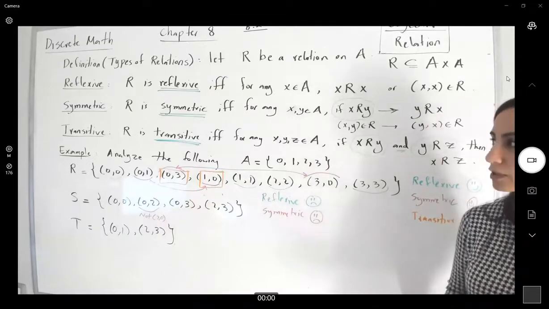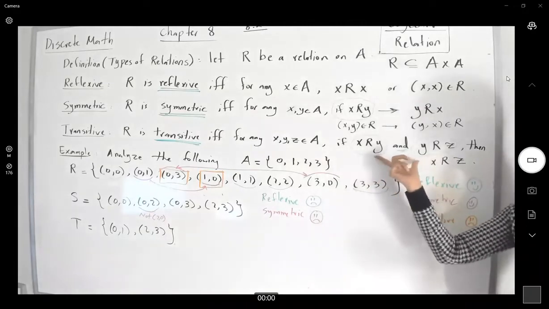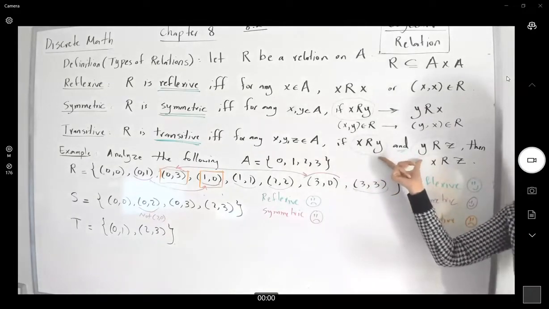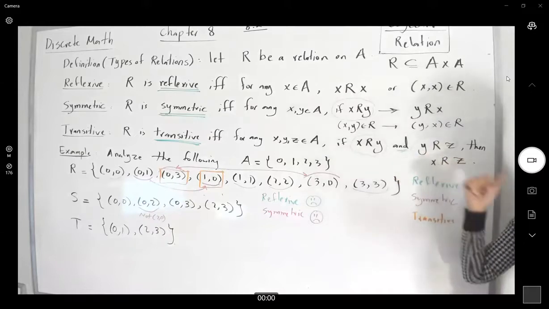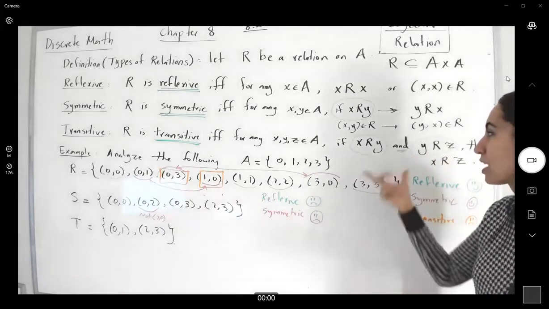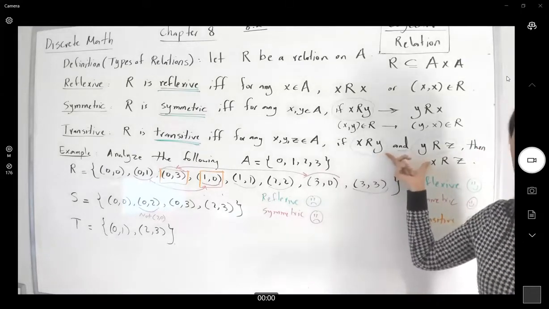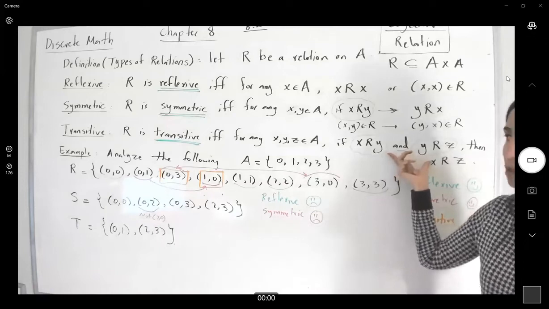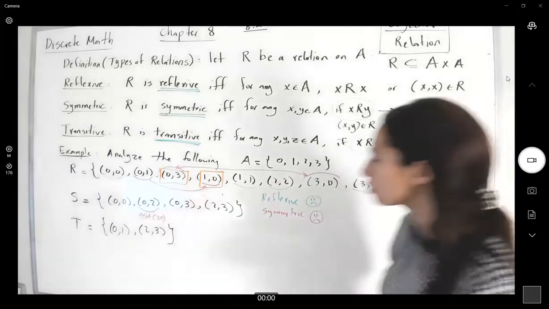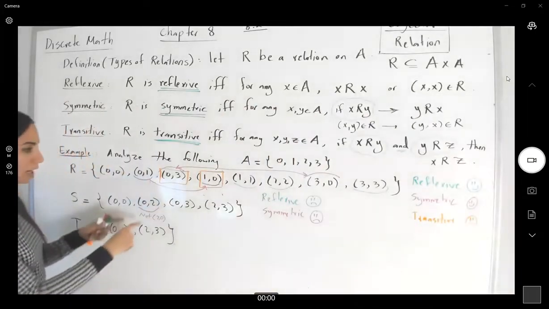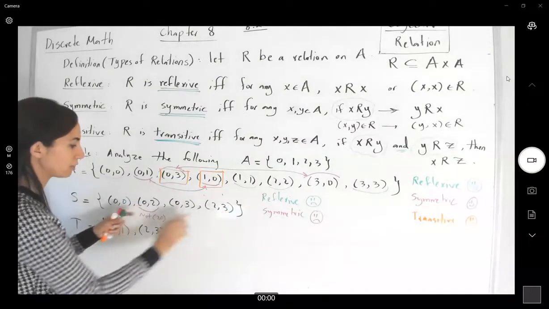Now, transitive. Is it transitive? Take a look at this. You need to have two points to conclude that you have x and z related together. As long as you have 2 points, you're good for the conclusion. If you don't have 2 points, you just don't say it's not transitive. So take a look at this. You have (0,2), (2,3).